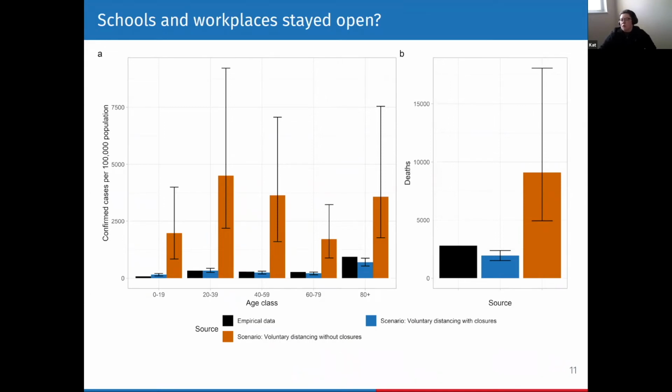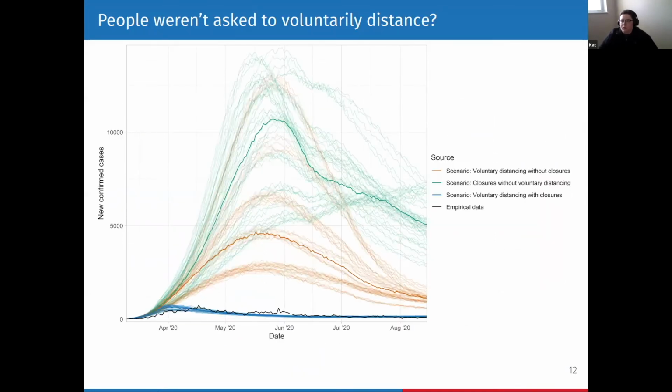And that's something we really see play out if we look at a scenario where alternatively we do close workplaces and schools, however, we don't have the same kind of messaging about voluntary distancing. So if we assume that people do whatever they want when they're not at work or school, they don't engage in voluntary distancing. We see two possible trends here.